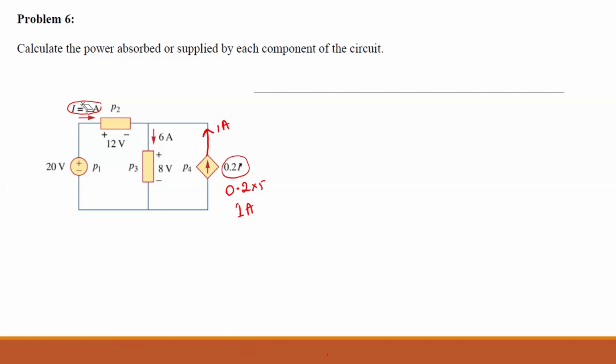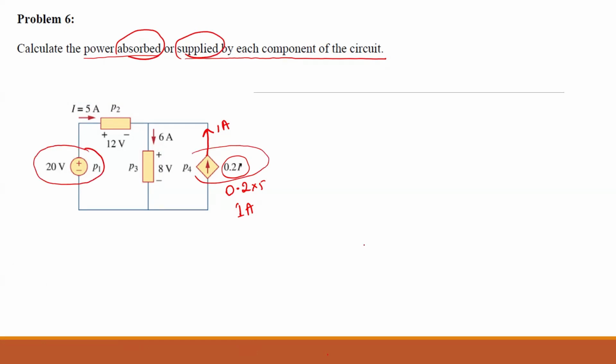Okay, now the question is easy. They are saying, calculate the power absorbed or supplied by each component of the circuit. So how do we know absorbed or supplied? All these sources are supplying, so these are the power supplied. You can find the power supplied, P1, which is equal to VI. V is 20 and I is 5. So you can find that, which is 100 watts.